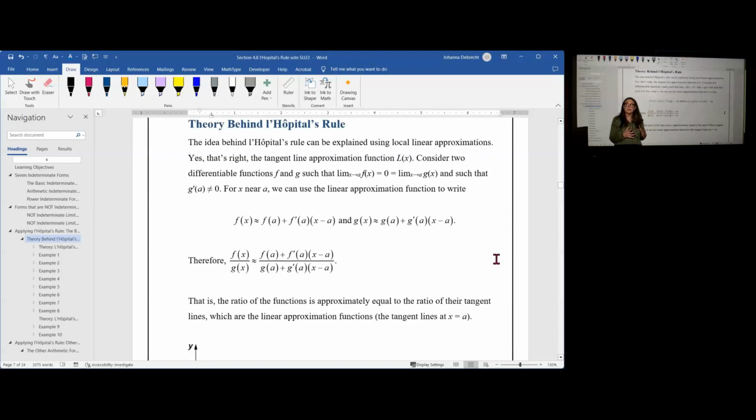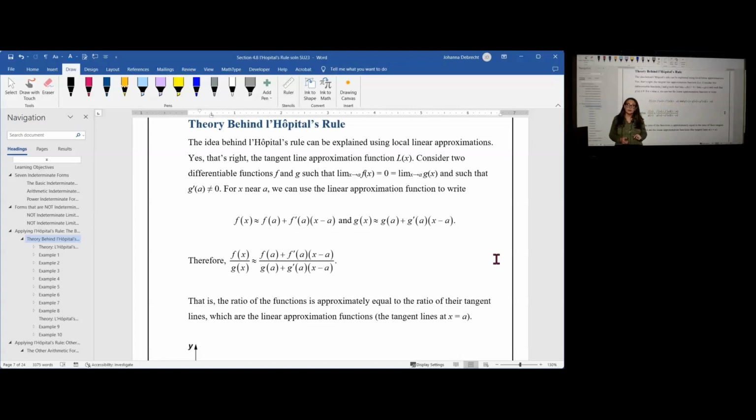The theory behind L'Hopital's rule comes from the local linear approximation function. That's right, the tangent line. So let's take a look at what we have. As long as the function is differentiable at a, then we know we have a unique tangent line at a. We can approximate the function values near a by using the value on the tangent line instead, so that f of x on the true function is approximately equal to the y value on the tangent line.